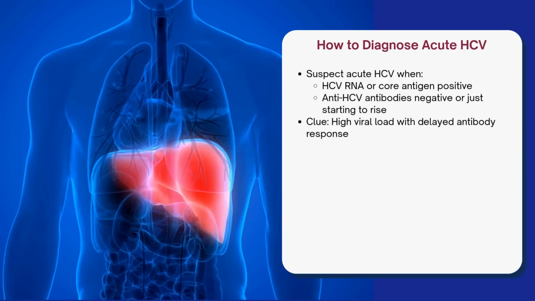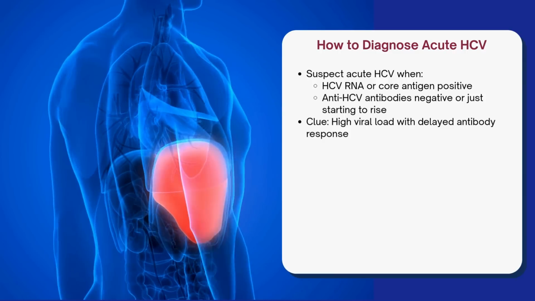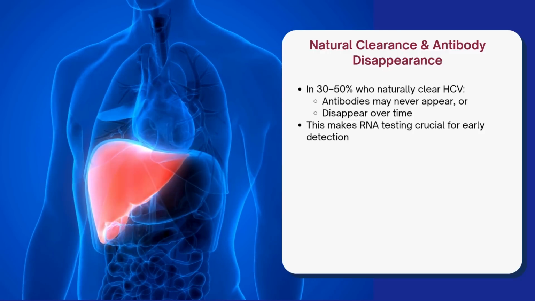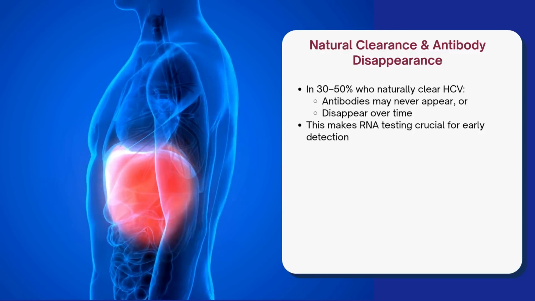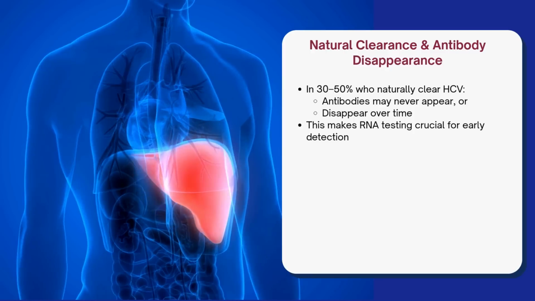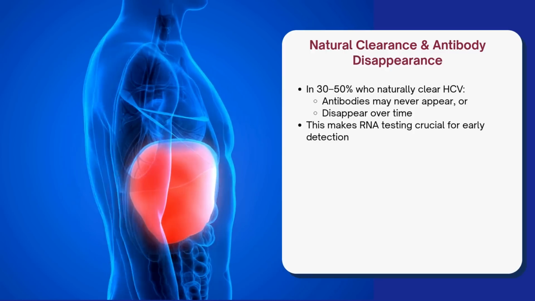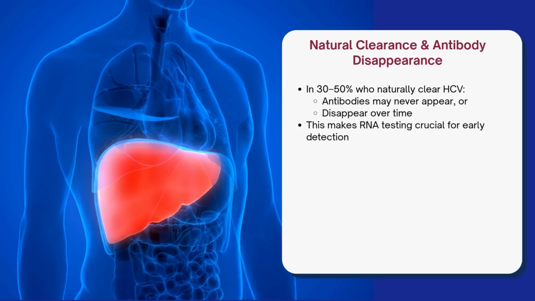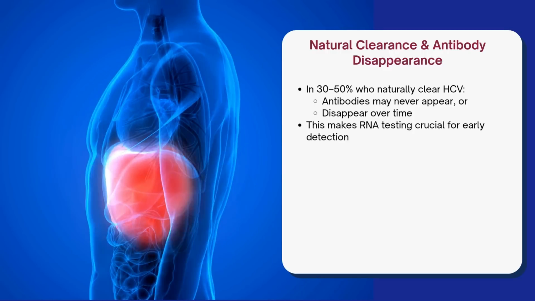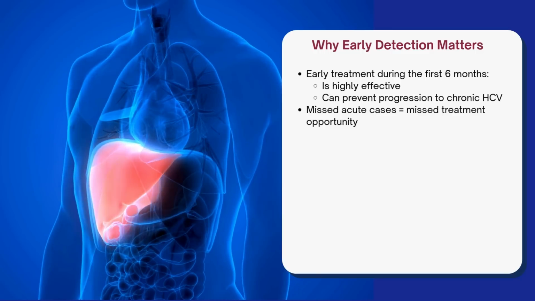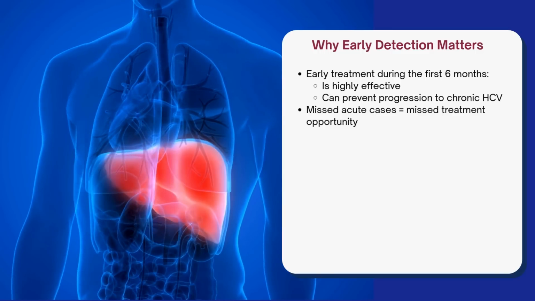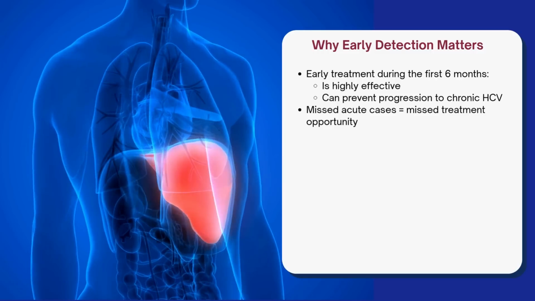The viral load usually declines as antibodies develop, sometimes going undetectable temporarily. And get this: in 30 to 50% of people who clear the infection naturally, anti-HCV antibodies may never appear at all, or they could disappear over time. That's why recognizing acute HCV early is so important. Because if it doesn't clear on its own, early treatment within the first 6 months is highly effective, and can prevent it from becoming chronic.